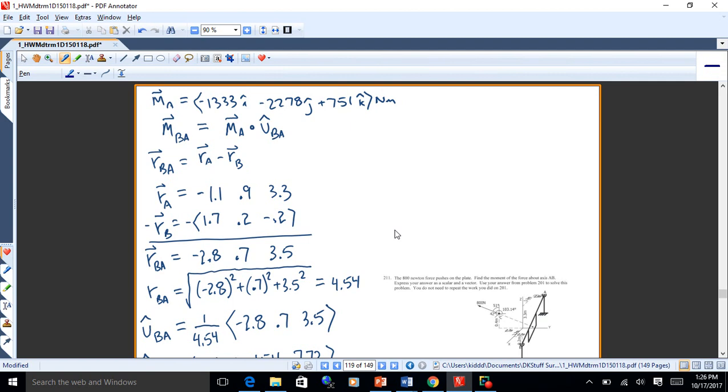To find RBA, I take RA minus RB. I line them up one above the other so they're in nice columns, and I can just do the subtractions. Take the square root of the sum of the squares and I get the magnitude. It's 4.54. Divide that through the vector and I'll get a unit vector. Then I'll just do a dot product. And that's basically the drill on this.